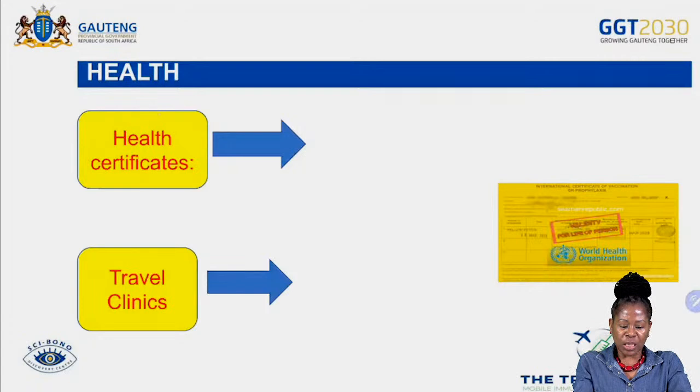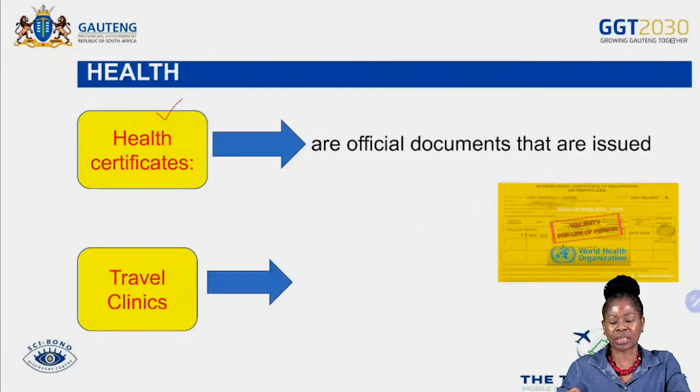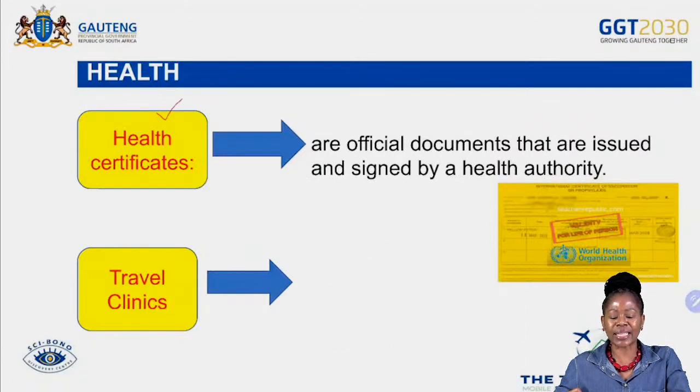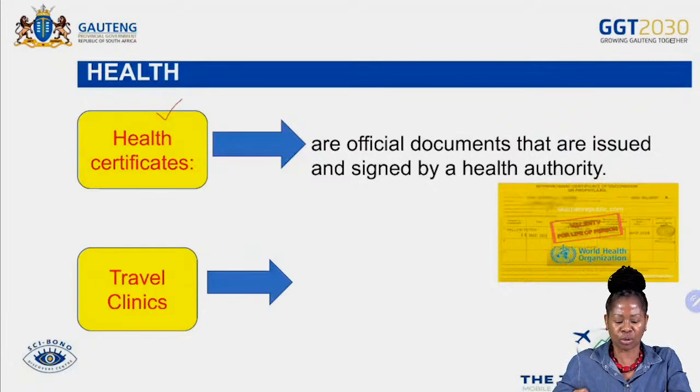I have, as promised, health certificates. What are the health certificates that we are talking about? I say they are official documents that are issued and signed by health authorities. We've got authorities that are responsible for signing these health documents. Not everyone must sign them, but we've got those that are called official health authorities, listed as officials, that must be responsible for making sure that if ever you ask for that type of document, they are responsible for signing it.